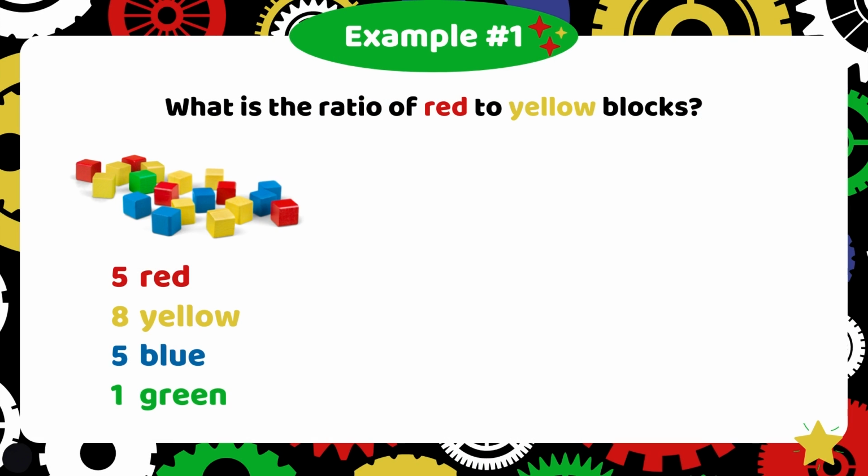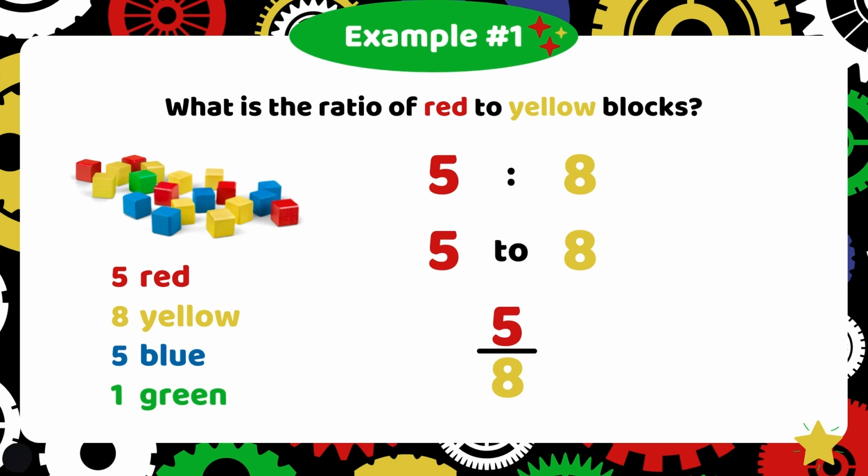Example number 1, what is the ratio of red to yellow blocks? You're going to see that we can write it in 3 different ways. 5:8, 5 to 8, and 5/8. You'll notice that all 3 of these have the 5 first and the 8 second. Also, all of them are read by saying 5 to 8.